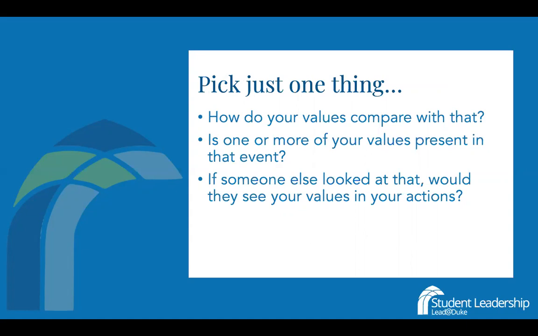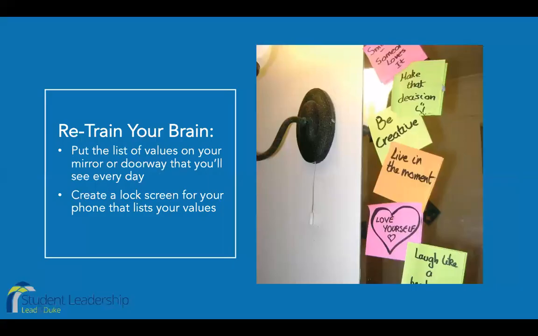This regular practice of reflecting on things can help you better train your brain to recognize times to act in alignment with your values for the future. Another way to help you prioritize your values, put the list of values somewhere you'll see them every day. This might be posted on your mirror or door, or create a lock screen for your phone with the list of values on it. This technique also helps build new patterns in your brain to think about these values more often, so they become more automatic instead of requiring a reminder and the energy that can take.